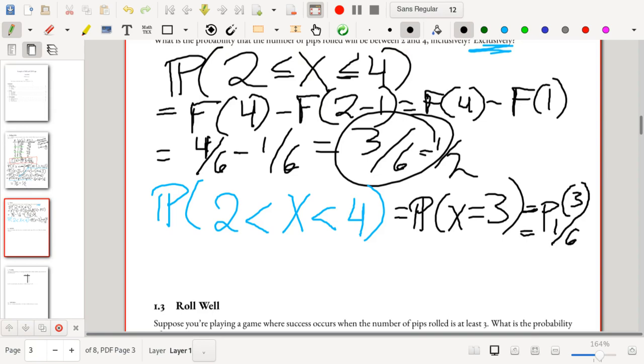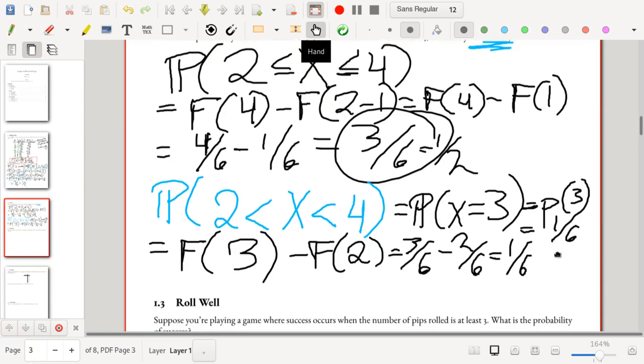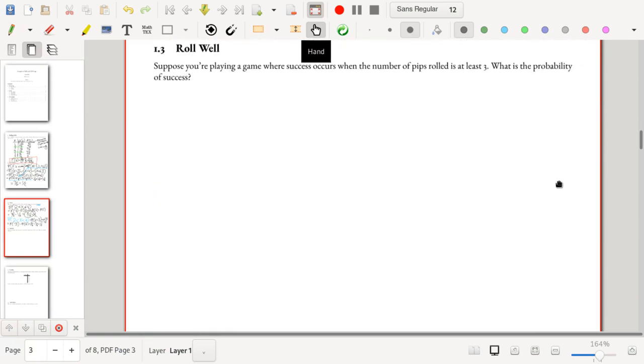But let's suppose we were going to use the CDF. In that case, we could say that this is F at 4 minus 1 minus F at 2. So we're doing 4 minus 1 since we don't want to include 4. So we could instead say that this is the CDF evaluated at 3 minus the CDF evaluated at 2, which is 3 sixths minus 2 sixths, which is equal to 1 sixth. All right, now I feel safer moving on.